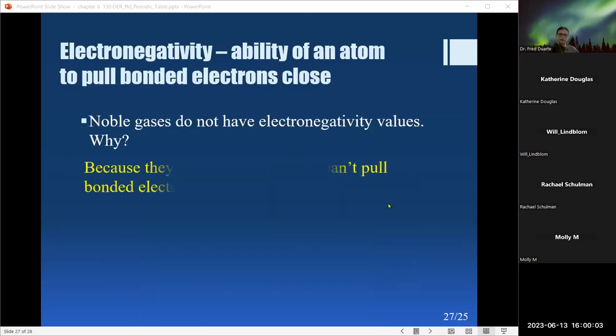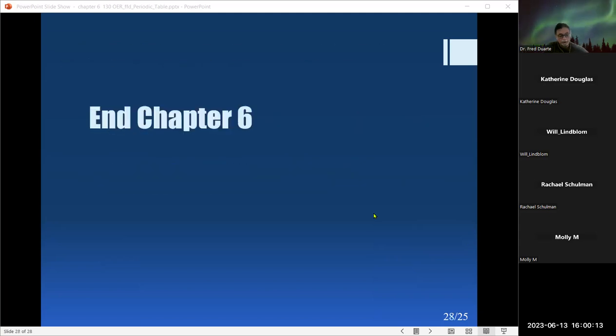All right, noble gases, of course, don't form bonds because the octet is fulfilled. So, guess what? You're on the row. Chapter 6.